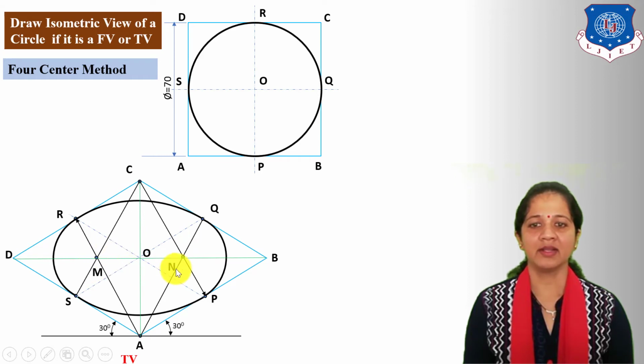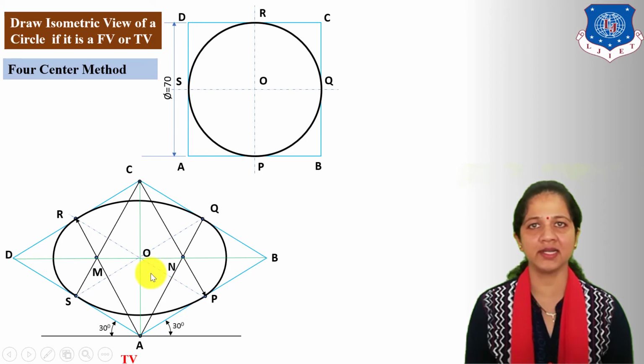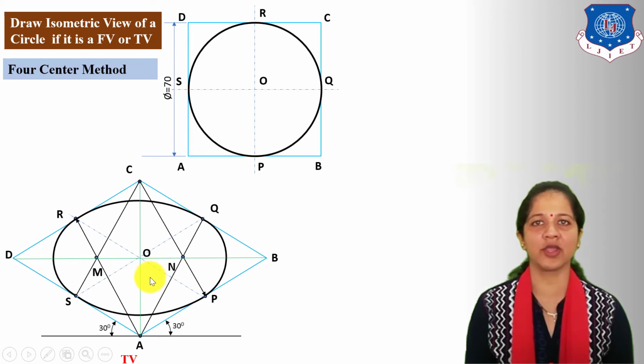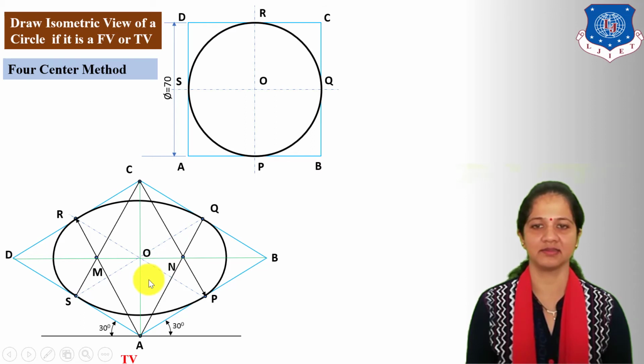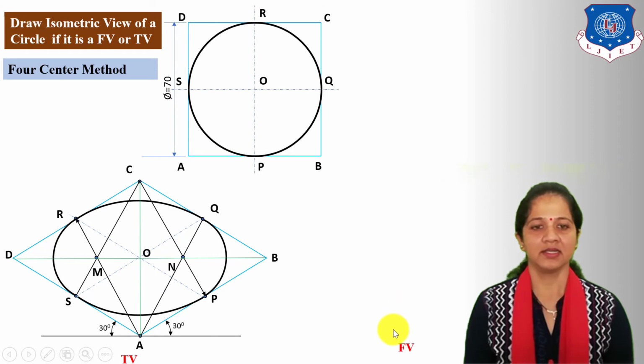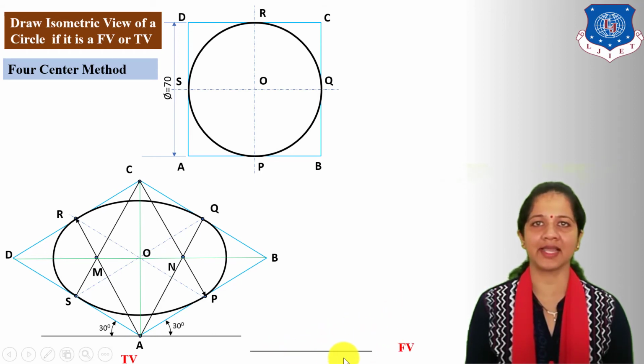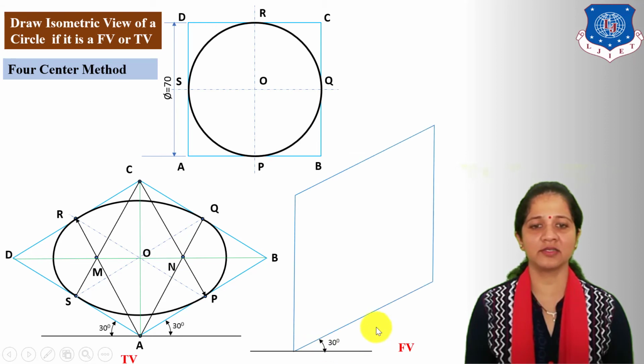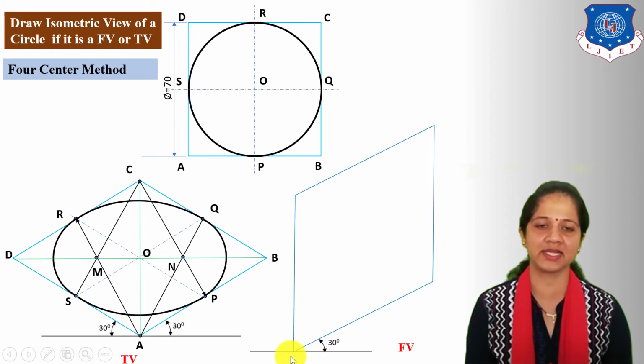So here, M and N indicate the four centers for isometric drawing of a circle. Next, draw a circle in the front face. First, draw a horizontal line. Next, draw the front face, which covers length and height. Take length equal to the diameter of the circle, and height is also equal to the diameter of the circle.